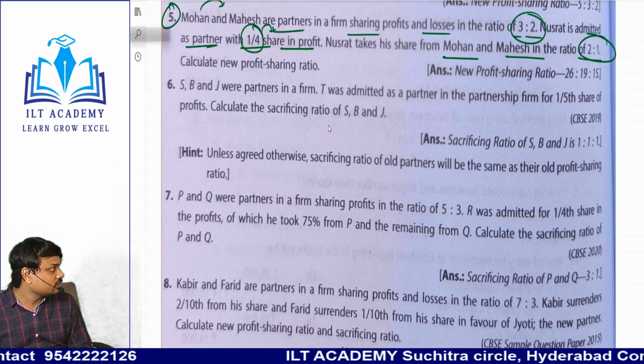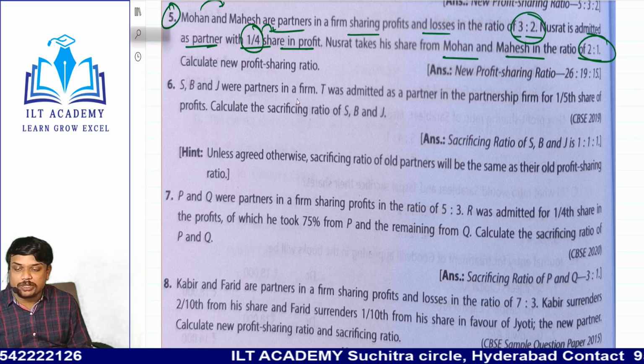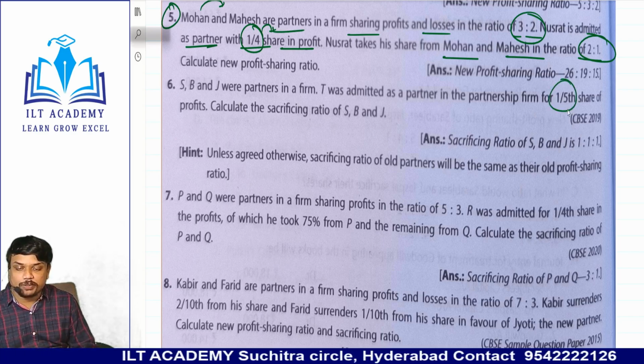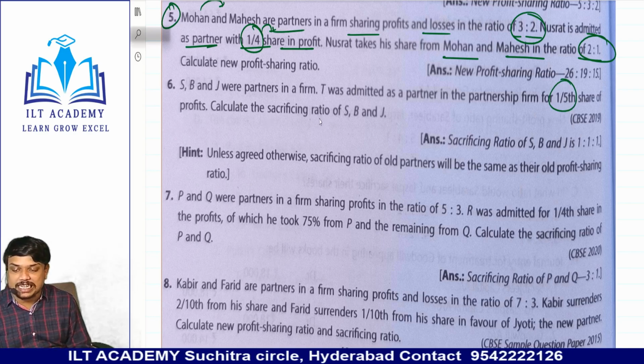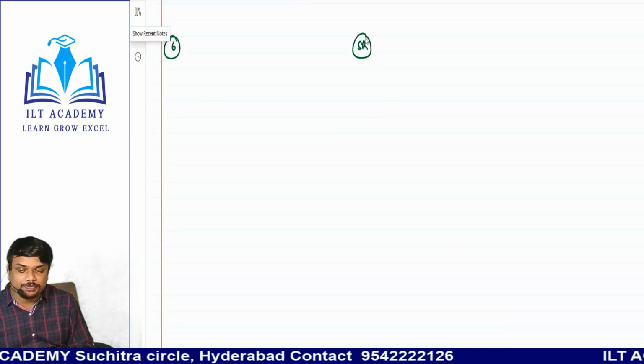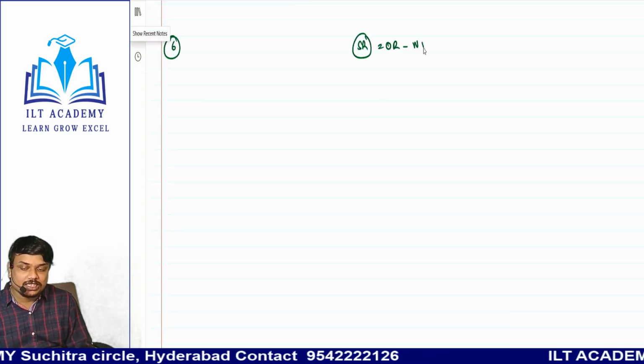Sixth question. Now see, SBJ were partners in a firm. He was admitted for partnership for 1/5 share of profits. Calculate the sacrificing ratio of SBJ. Now what is the sacrificing ratio formula? Old ratio minus new ratio.